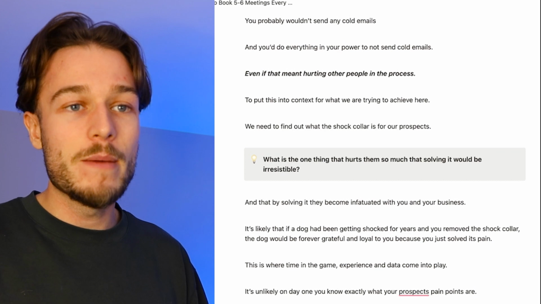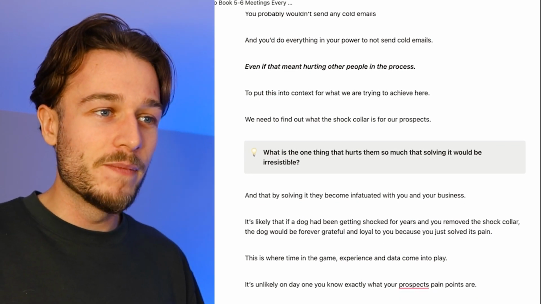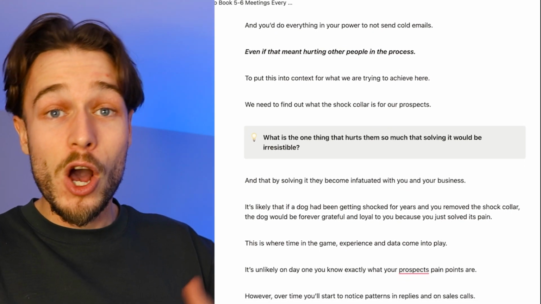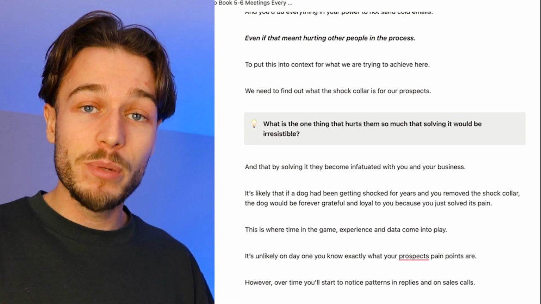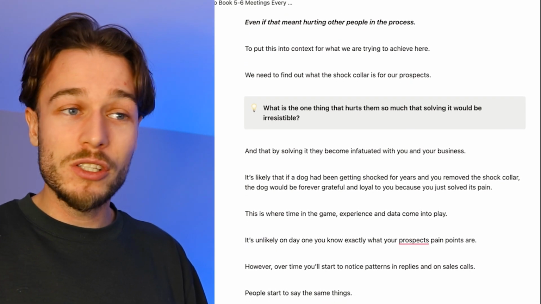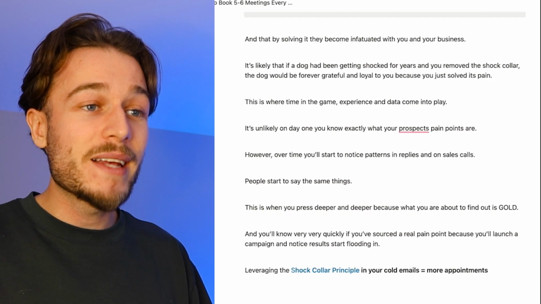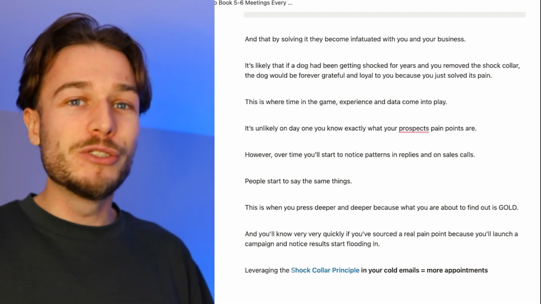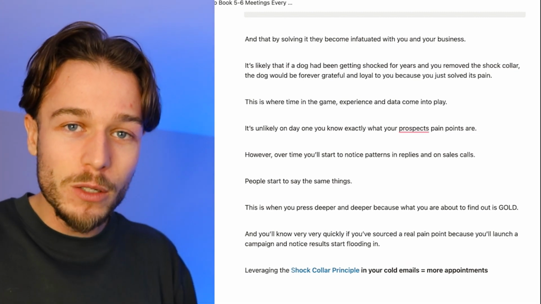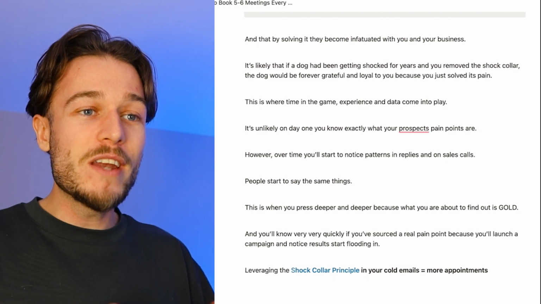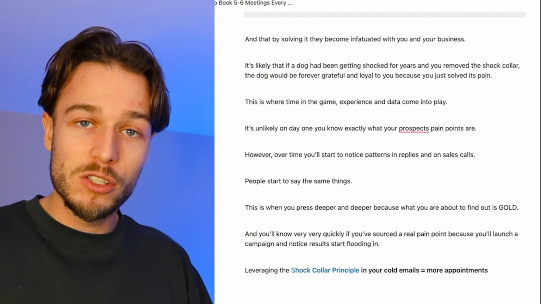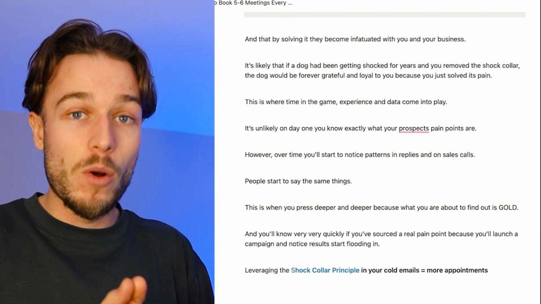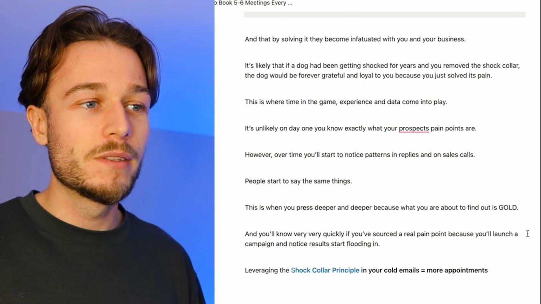And this is where time in the game, experience, and data come into play. It's unlikely that on day one, you're going to know exactly what your prospect's pain points are. However, over time, you'll start to notice patterns in replies and on sales calls. People start to say the same things. And this is when you press deeper and deeper because what you're about to find out is solid gold. And you'll know very, very quickly if you've sourced a real pain point for a prospect, because when you launch a campaign, you'll notice that results start flooding in. Leveraging the shock collar principle in your cold emails will absolutely guarantee you more appointments.